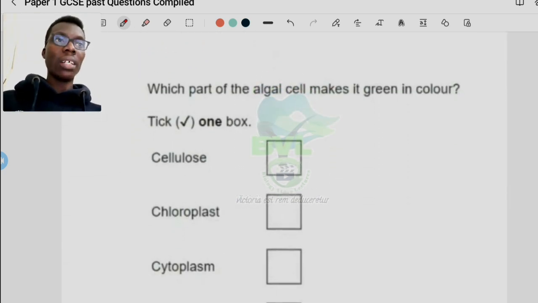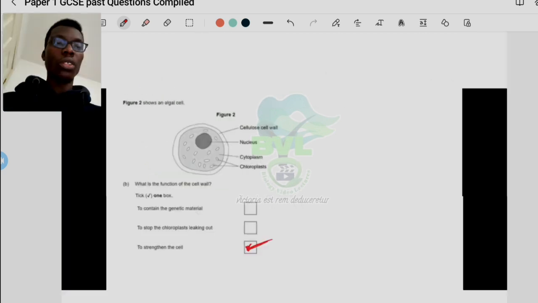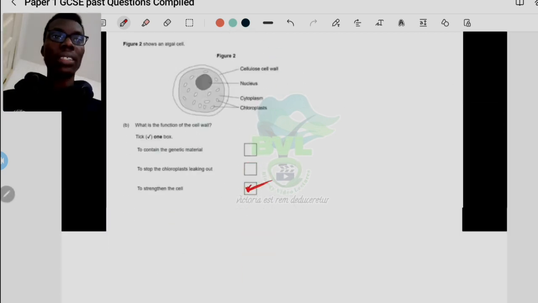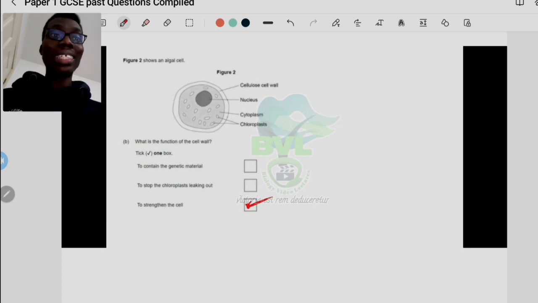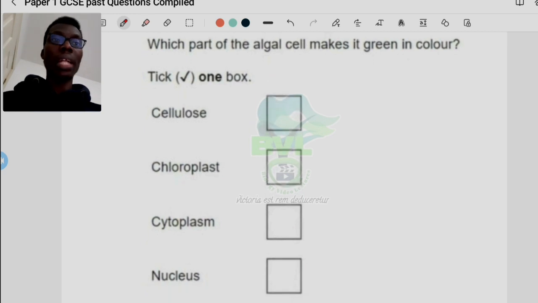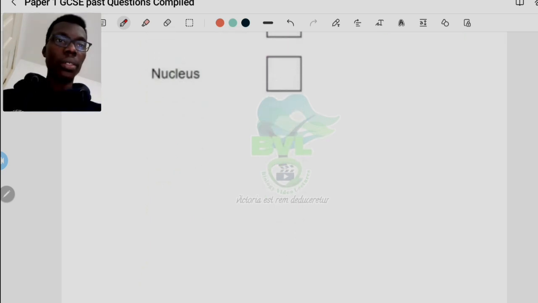Which part of the algal cell makes it green? Talking about this, because this question continues as this. So what part of this makes it green? Well, whether you even see the picture or not, we know that what makes plants or any of those things appear green will be the chloroplast. All right, that made sense. Moving on.